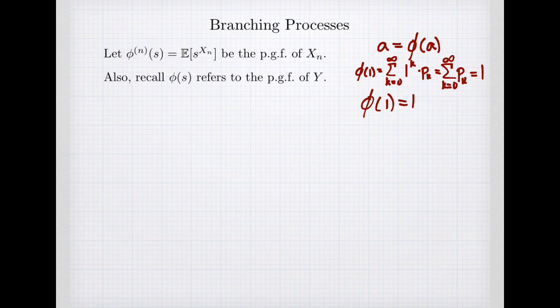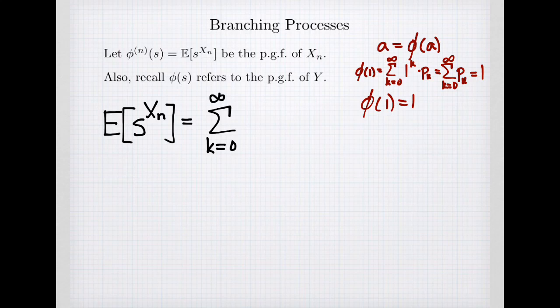So we actually did this earlier. We're going to say that the expected value of s raised to the x_n, so that's our probability generating function, is going to be the conditional expected value. So we're going to sum over all possibilities of the n minus 1 generation. So this is the probability that x sub n minus 1 equals k.